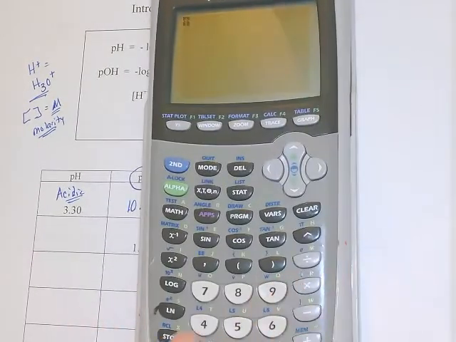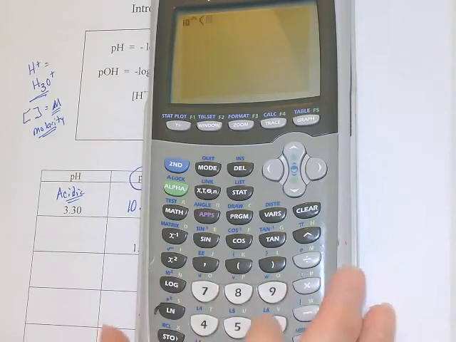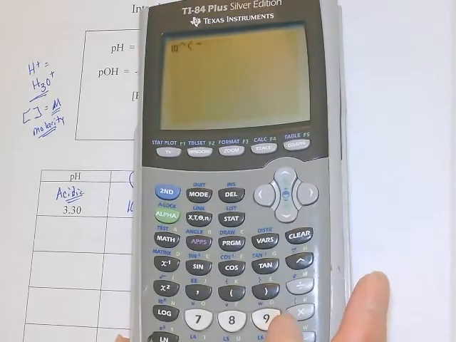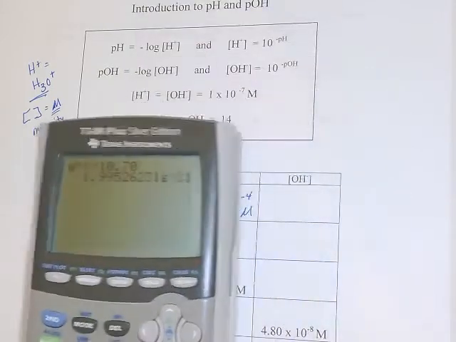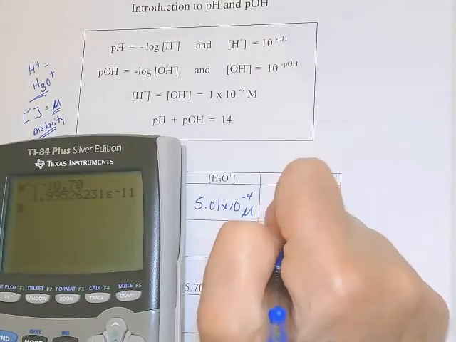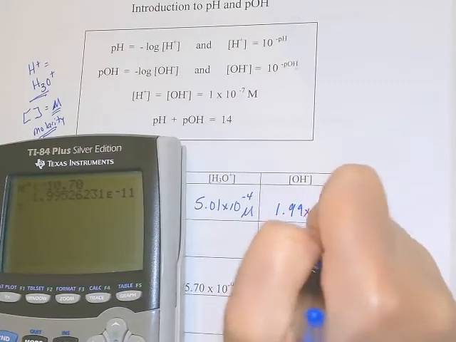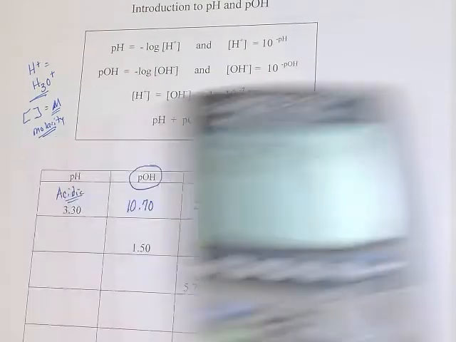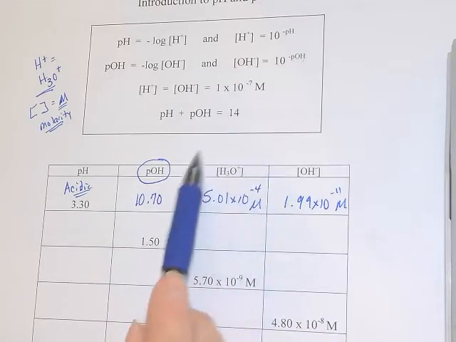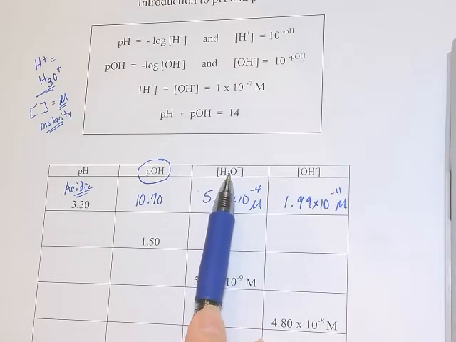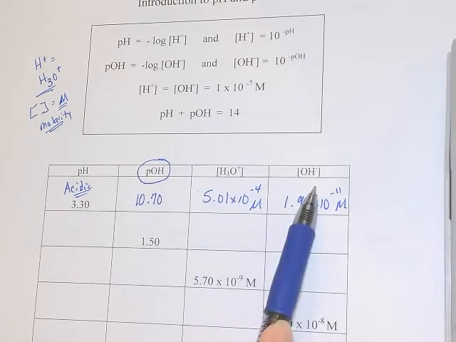second log of the negative pOH, which was 10.70. 10.70 is going to give you 1.99 times 10 to the negative 11. So 1.99 times 10 to the negative 11 moles per liter of hydroxide. Now, notice, you have a much higher concentration of the hydronium ion than you do hydroxide. Negative 4 is much larger than negative 11.